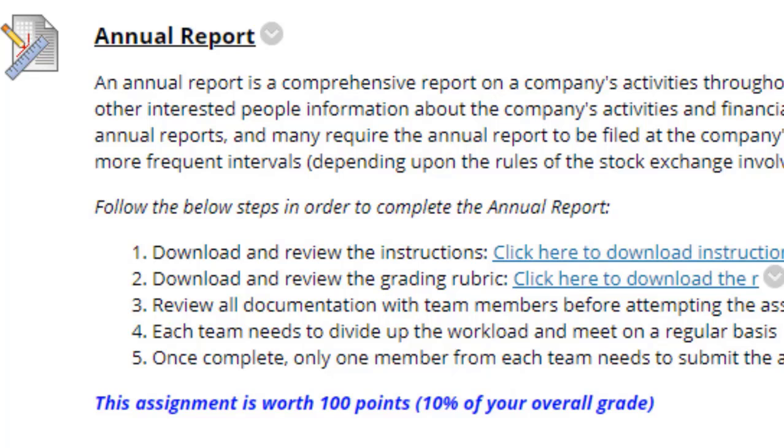All right, you should really be getting a jump on this early. Make sure you review the instructions, the grading rubric. Review all documentation with team members before attempting the assignment. Each team needs to divide up the workload and meet on a regular basis. And of course, once you complete it, go ahead and have one team member submit it to the annual report submission link.